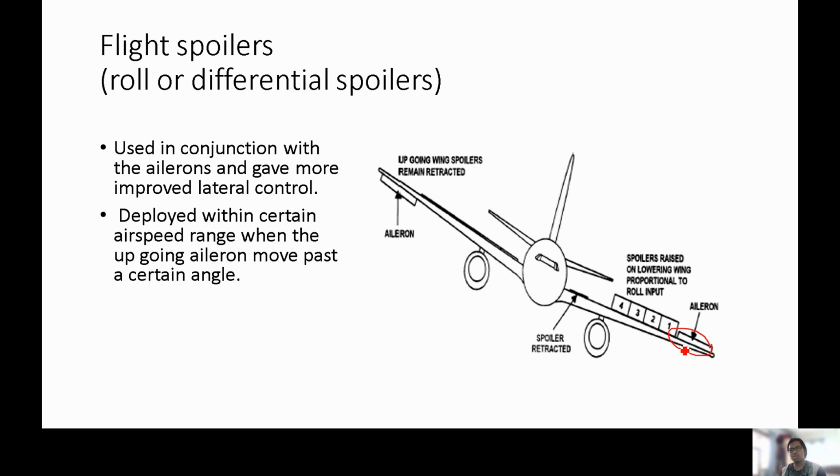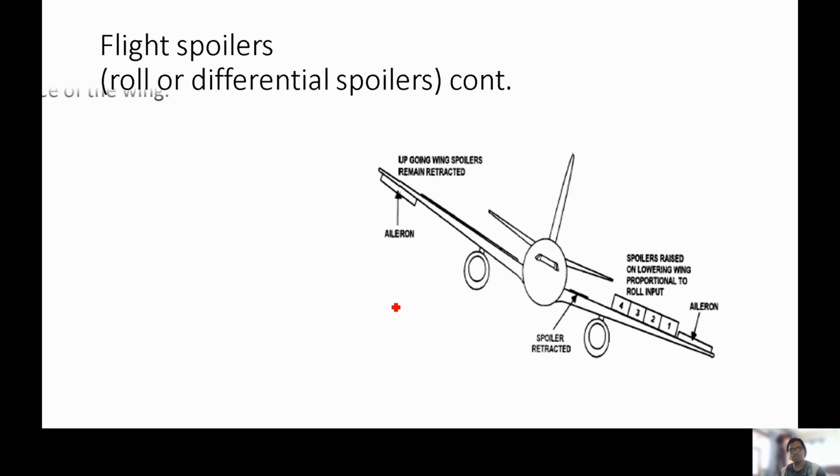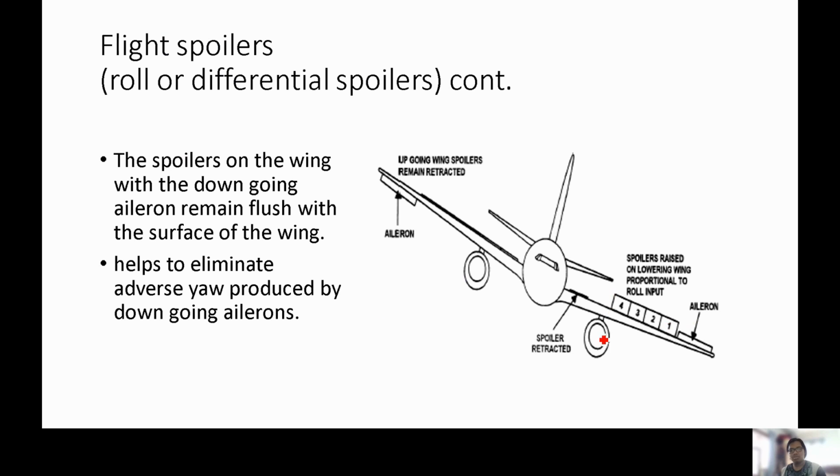So at a certain angle of the aileron being deployed, this set of flight spoilers will also be deployed, and it is automatically extended to reduce some of the lift and produce more drag, which assists the roll in the desired direction. So why do the spoilers contribute to rolling the aircraft? It is because the spoilers help to eliminate adverse yaw produced by the downgoing aileron.